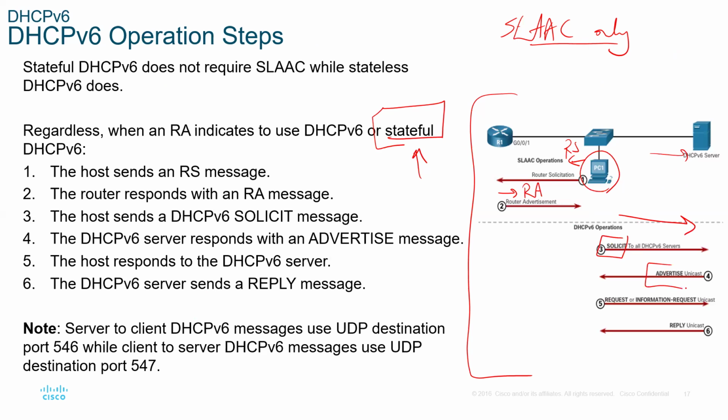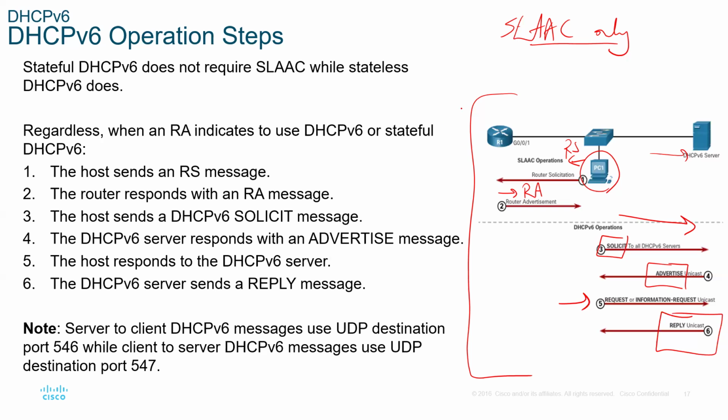The server responds with an advertise, which is basically saying, let's negotiate. We have room to negotiate. We can offer you an IPv6 address. Then we have a request where our host is now requesting an address. We get a reply where our server is offering an IPv6 address. So this one is stateful DHCP. We are getting our address and every other piece of information from this message here, the reply message. That is what gives us everything.